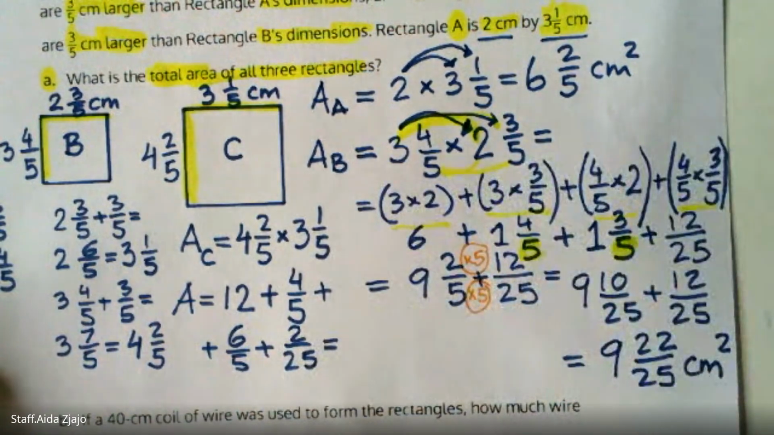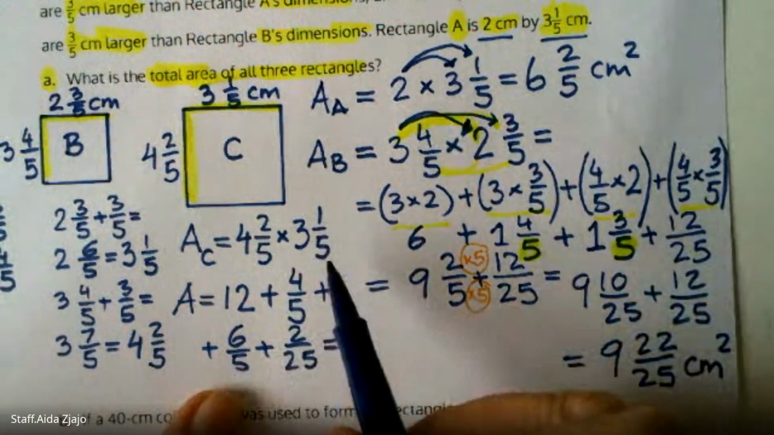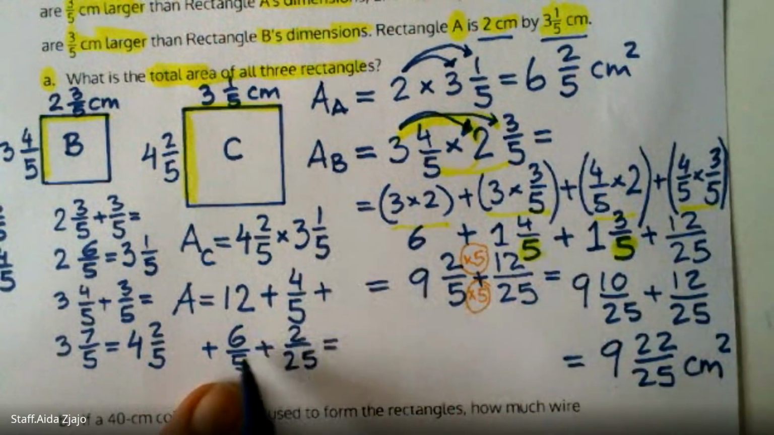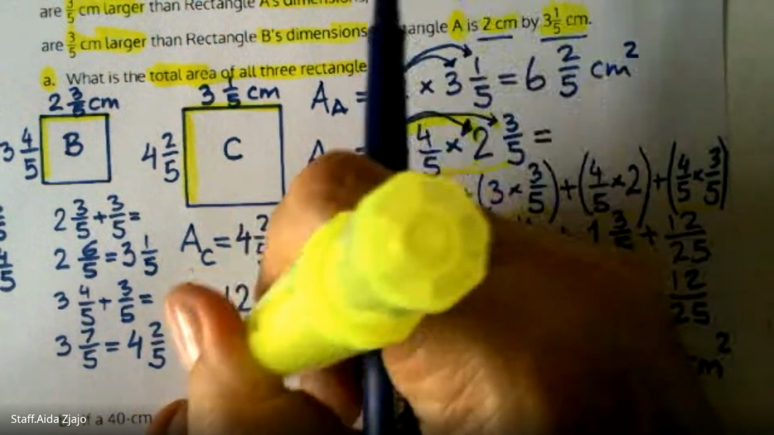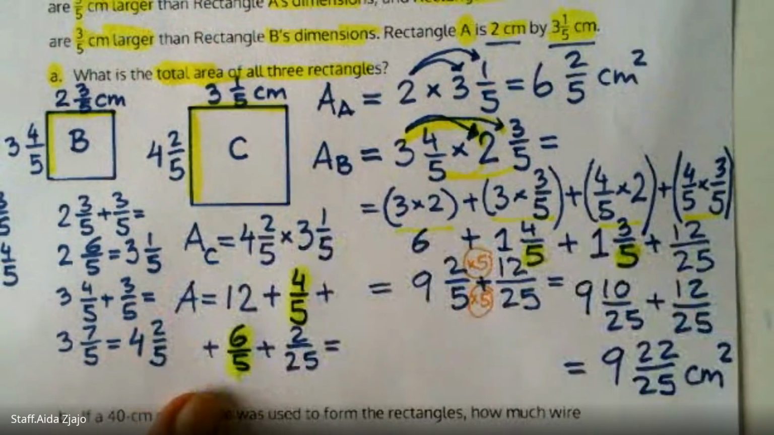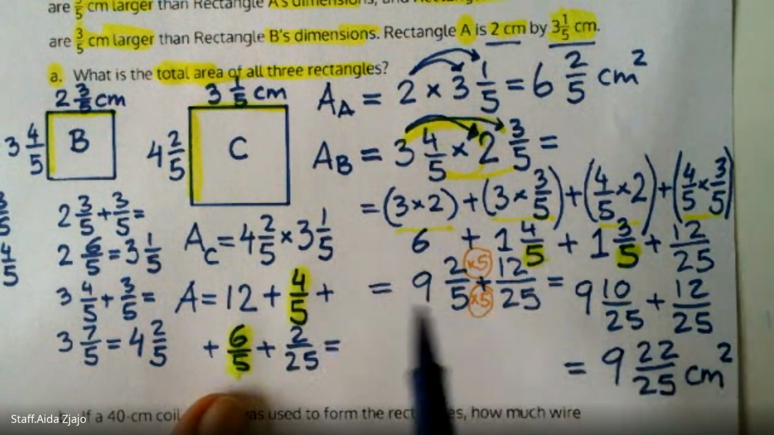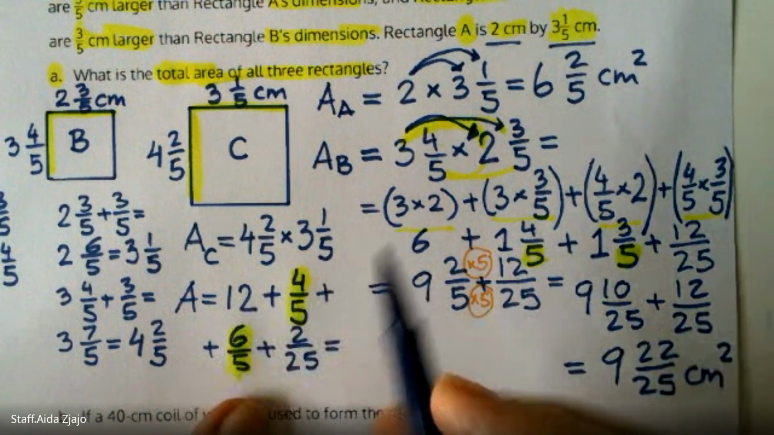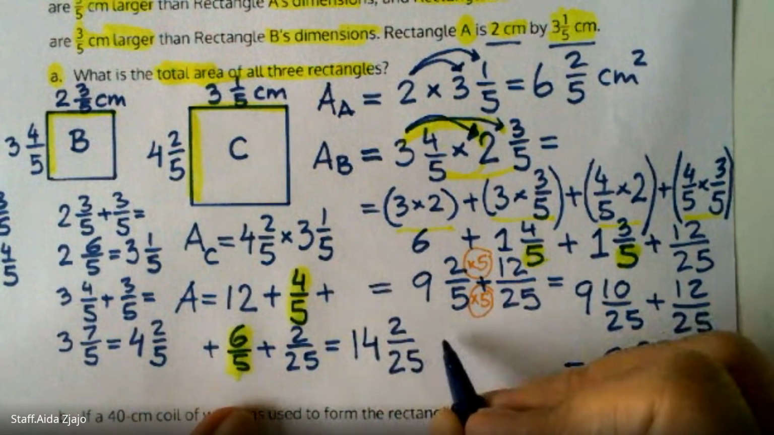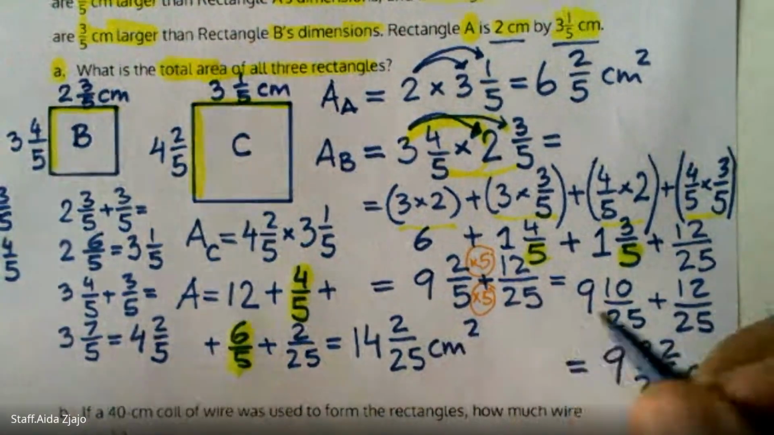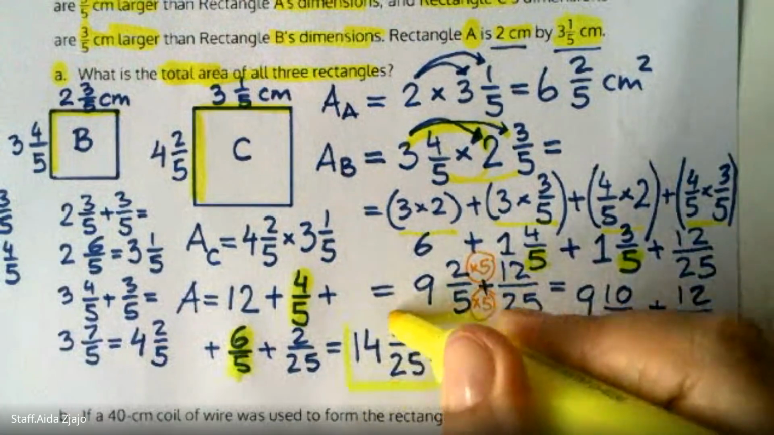Okay, so did that. Now let's change the values. So here I have 4/5 and 6/5. They will make 10/5, and 10/5 is 2 wholes. So practically I have this 12 plus 2 is 14, and 2 25ths squared centimeters. So I had to shorten it, my calculation, because of the room.